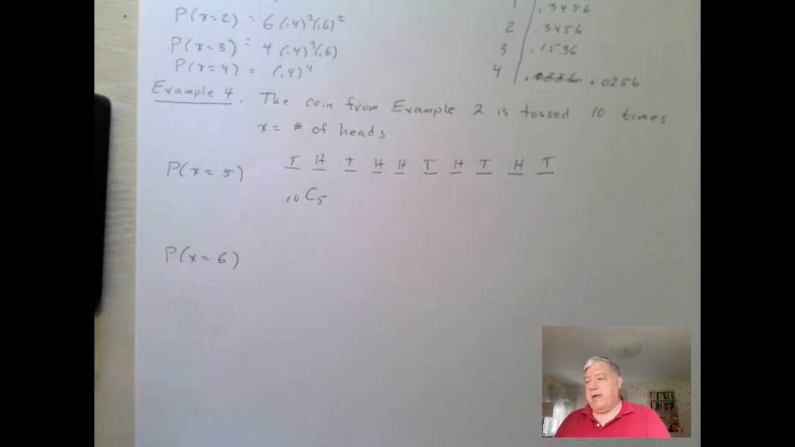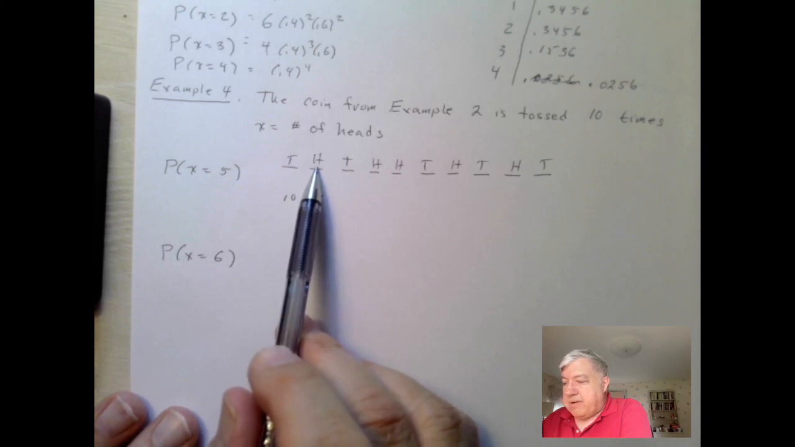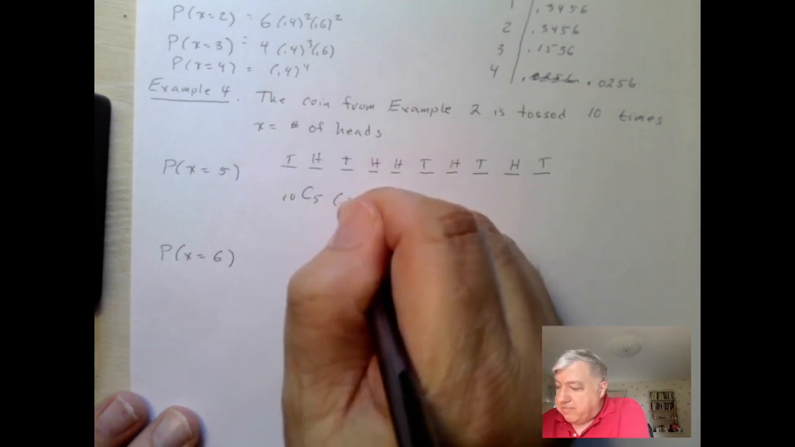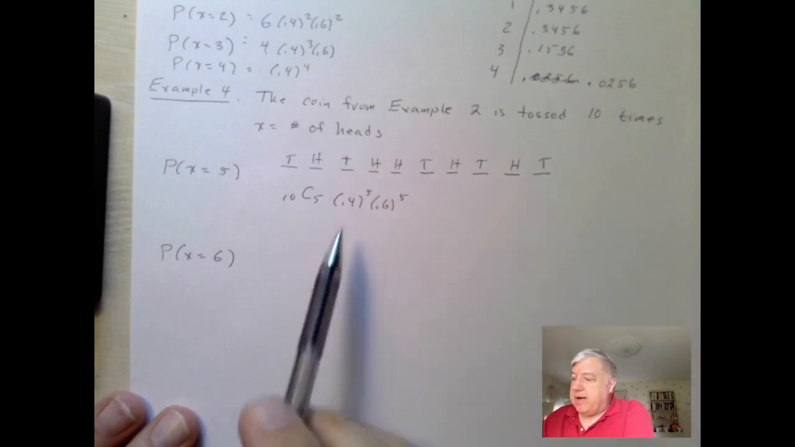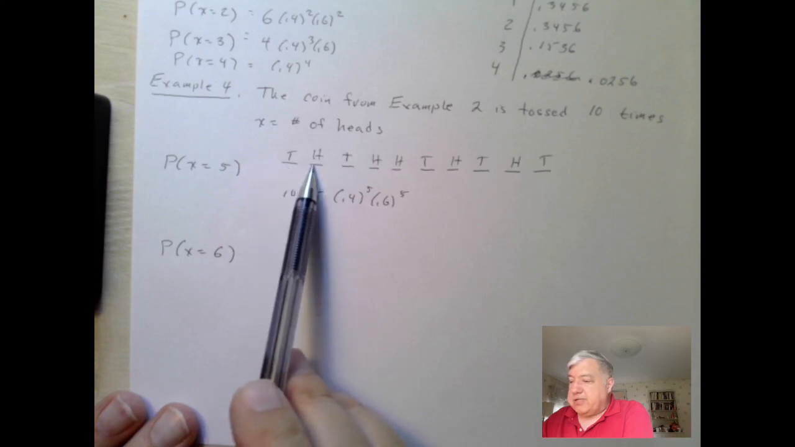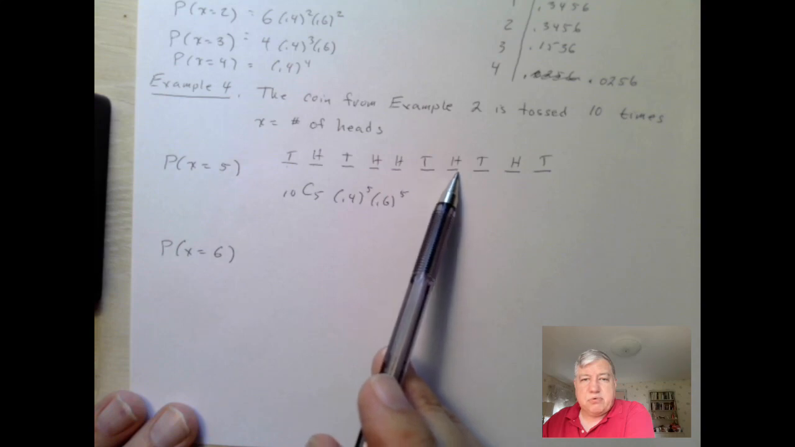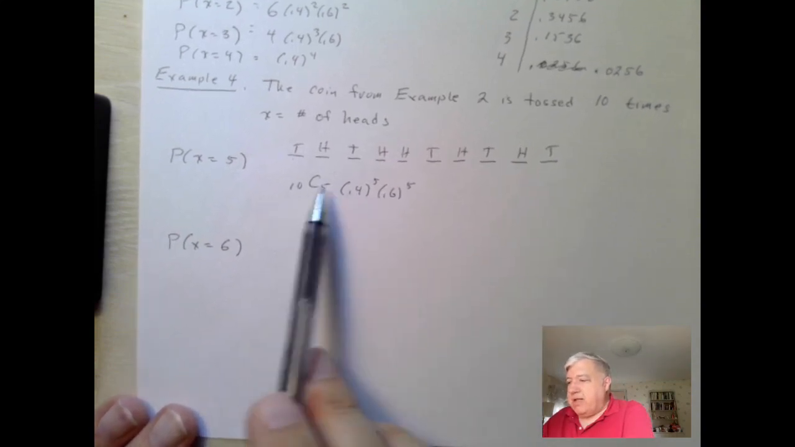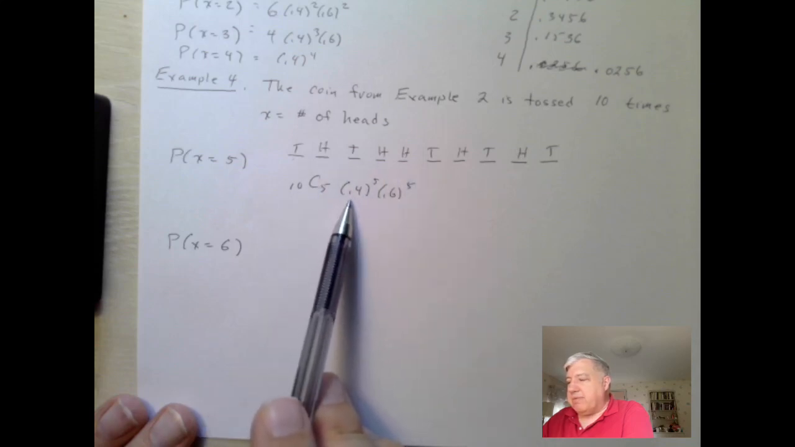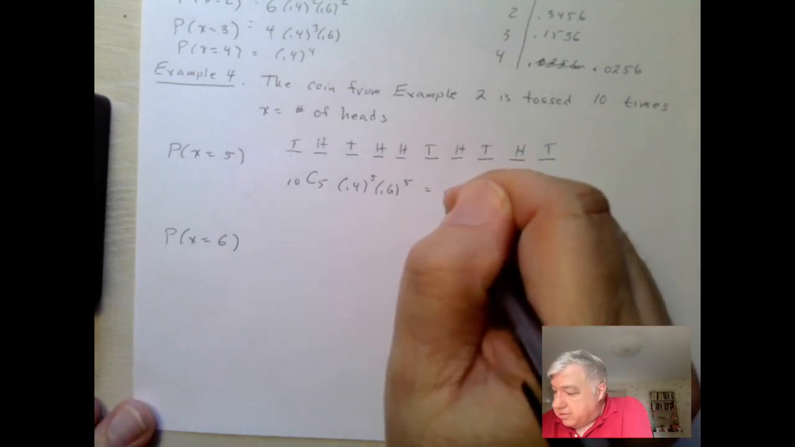And the probability of this event would be the probability of heads. If you remember, it's still 0.4, so this would be 0.4 to the 5th times 0.6 to the 5th. Because in this case it would be 0.6 times 0.4 times 0.6 times 0.4, and so on. But no matter what the order is, in all these cases it'll be 0.4 raised to the 5th, 0.6 raised to the 5th. And this turns out to be 0.201.